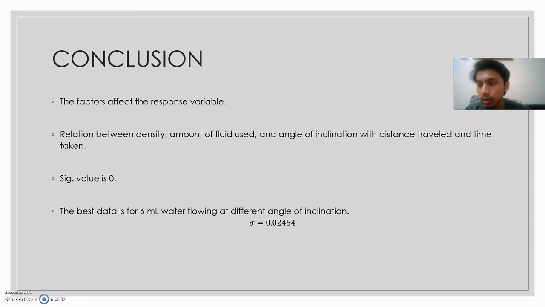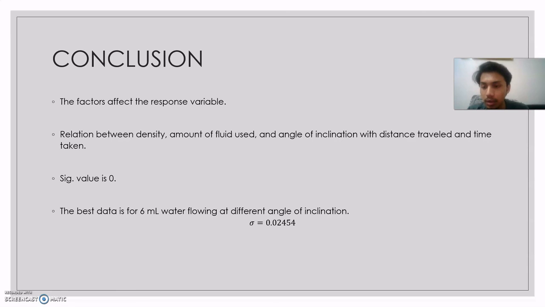So for the relationship between the time taken and the factors, it can be said that overall it is inversely proportional to all the factors. Meanwhile, the distance traveled is proportional to all the factors. So that is the relation between density, amount of fluid used, and angle of inclination with the time and the distance. The density, as I said earlier: if the density increases, the distance will increase and the time will decrease.